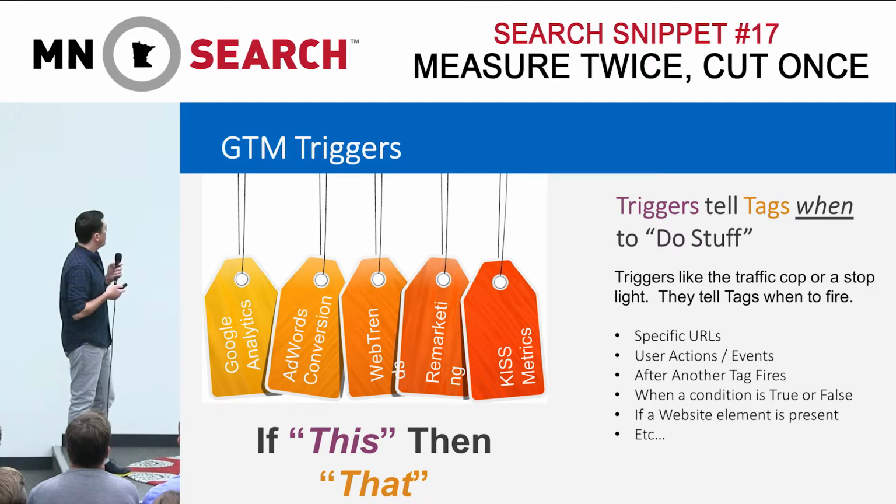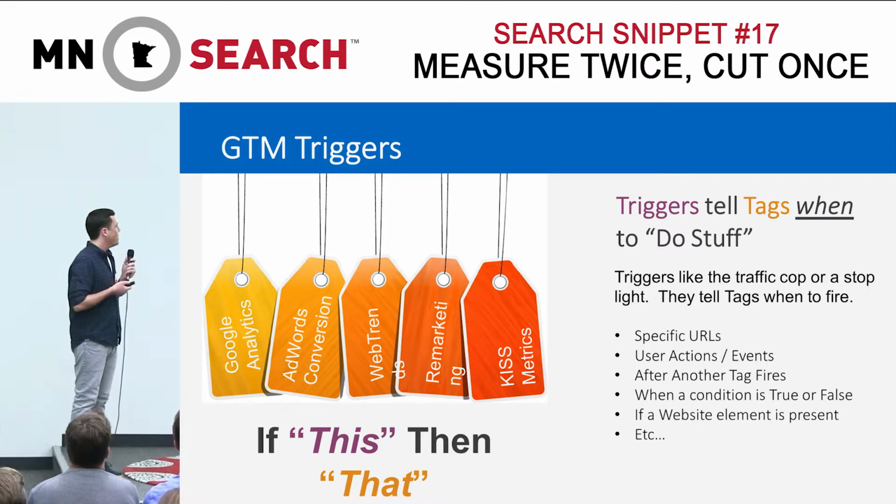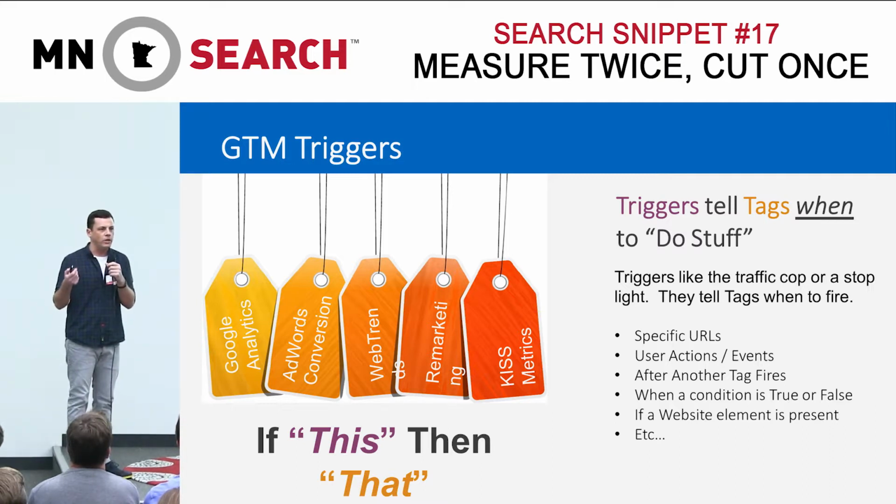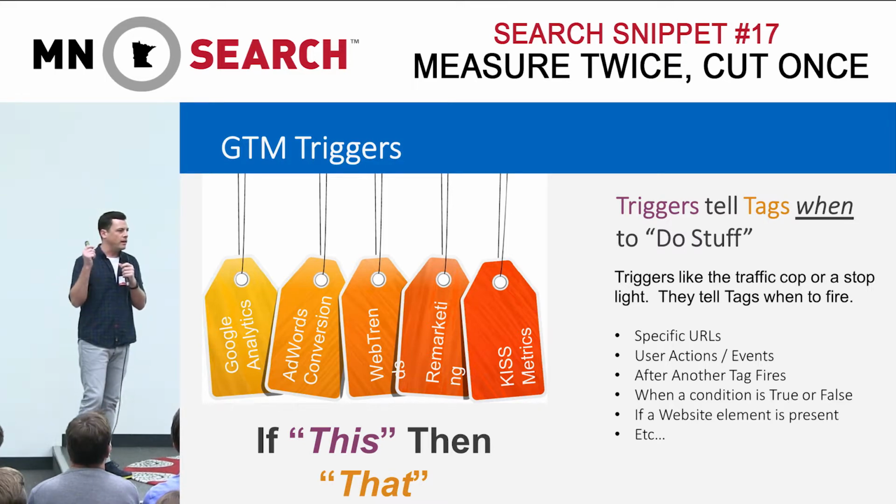I'll dive in. Okay, let's talk about triggers. Triggers tell tags when to do stuff. They're kind of like a traffic cop or a stoplight, or your wife, possibly, depending on your situation. They tell tags when to fire. An example would be a specific URL. You want to fire a conversion code on a thank you page, for example. Or if a user takes a specific action that you're looking for, maybe they click sign up in an event registration form, just like what Kristin was talking about with the measurement model. We've identified that as a KPI that will be executed via a trigger within our container.